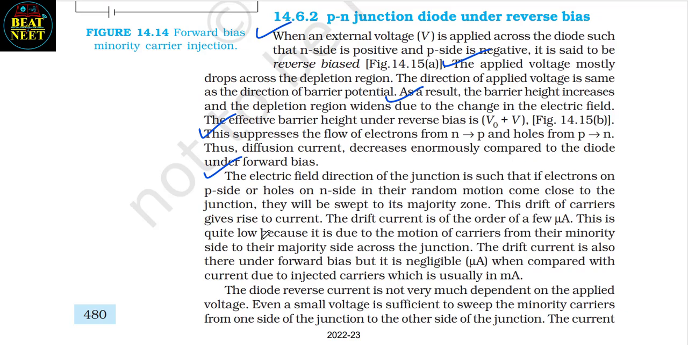The electric field direction of the junction is such that if electrons on the P side or holes on the N side in their random motions come close to the junction, they will be swept to their majority zone. This drift of carriers gives rise to current. The drift current is of the order of a few μA. This is quite low because it is due to the motion of carriers from their minority side to their majority side across the junction. The drift current is also there under forward bias, but it is negligible when compared with current due to injected carriers, which is usually in milliampere.